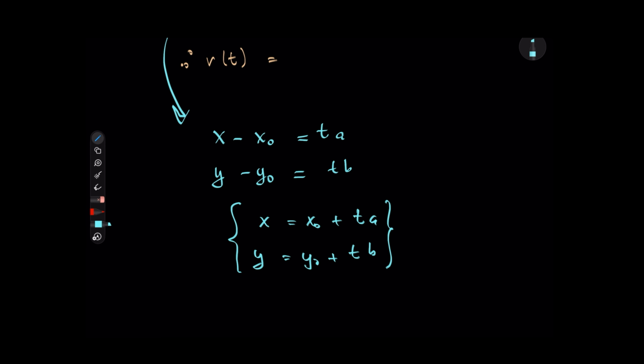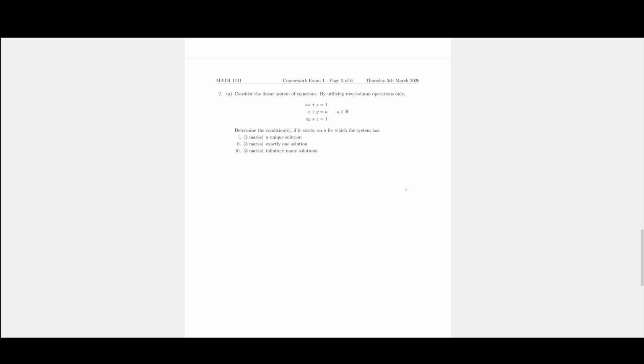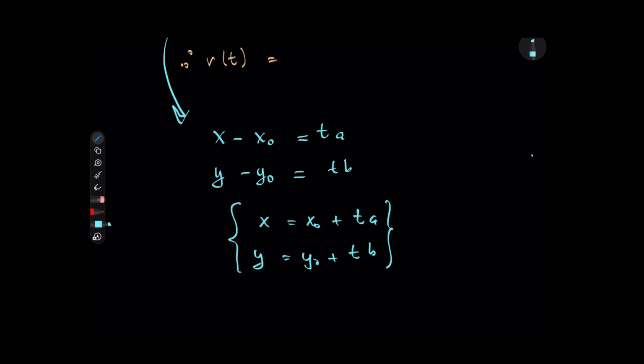So this brings us to the end of question number 1, and we're moving on to question number 2, which asks us, so they give us a system of linear equations, and they specifically told us to utilize row/column operations only. We have 3 things here we have to determine. The first thing that we have to do is take these linear equations, put them in matrix form, and row reduce or column reduce as the case may be. Okay, so let's do that.